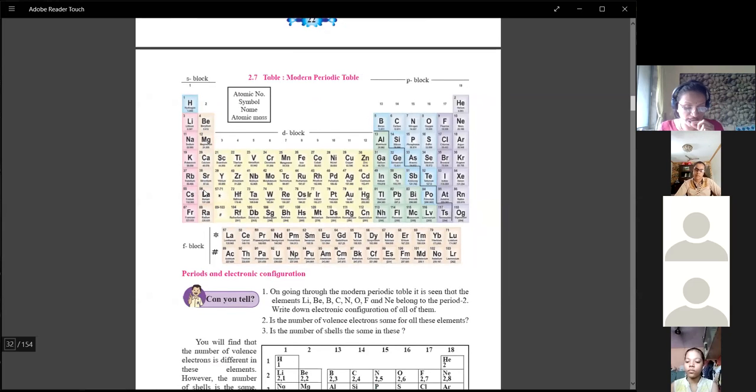The first question is, by referring to the modern periodic table, find out the periods to which the above elements belong. In which period do the above elements belong? Oxygen, boron, carbon, nitrogen, beryllium and lithium.